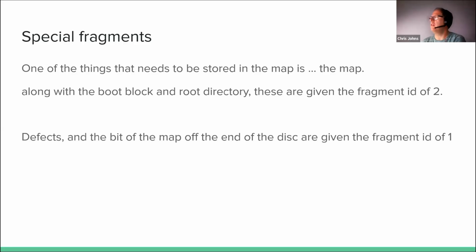Well, no, it'd be 4 because it's always going to be a power of 2, I suspect. That probably doesn't map exactly to the exact size of the disk. There's going to be a bit of the map which is off the end. I kind of view it like a bit of map that's shaded out. Can't use this bit. And that's given a fragment ID of 1. I guess a bit like a defect, you can't use it. So yeah, just that it's there. They're kind of special fragments handled slightly differently.